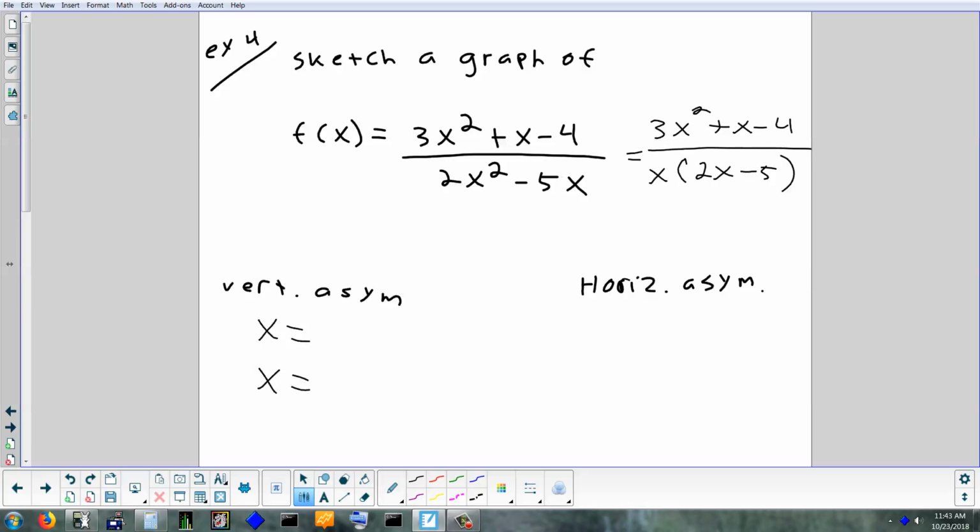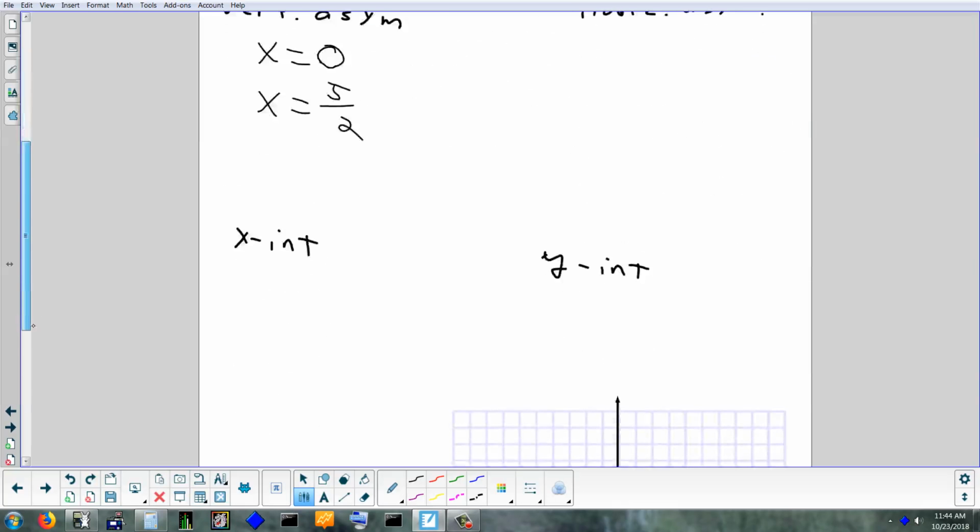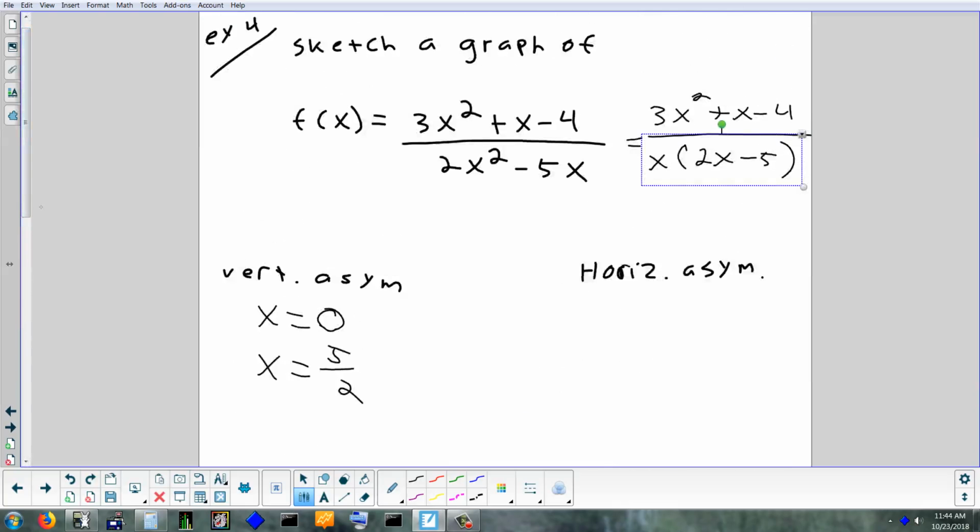What would make the first factor 0? What would you have to plug in for x? Yeah, 0. So you're going to have a vertical asymptote at 0. And what would make the second factor 0? Yep. 5 halves, or 2.5. Okay, so there's your verticals. I'll sketch them after.